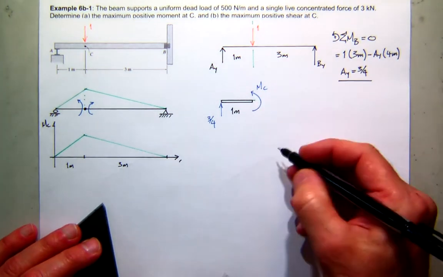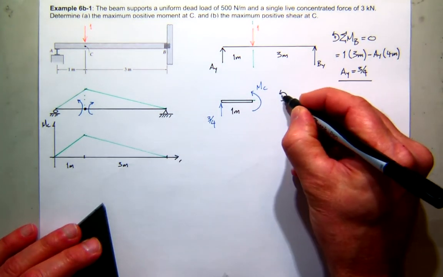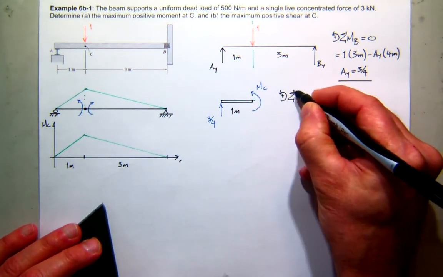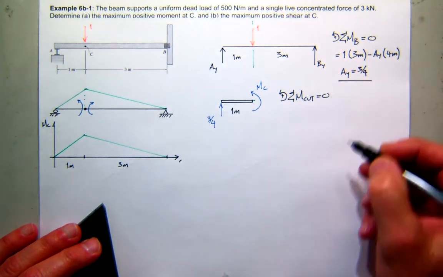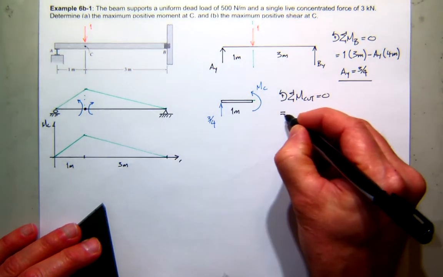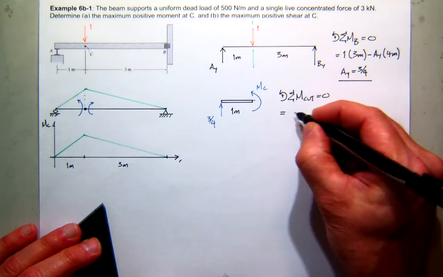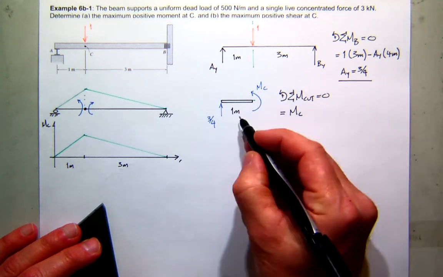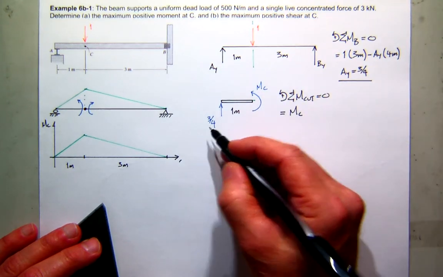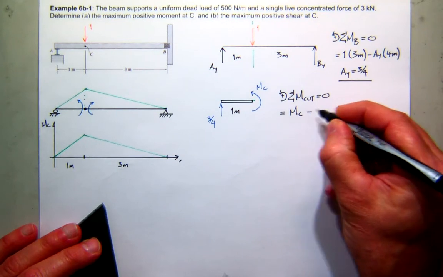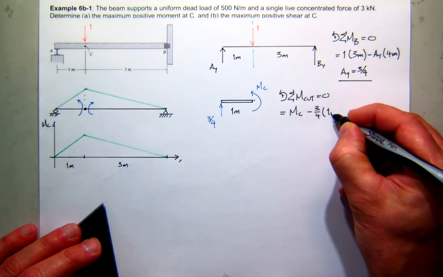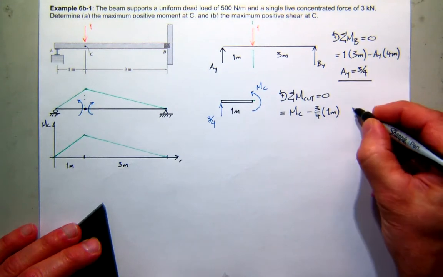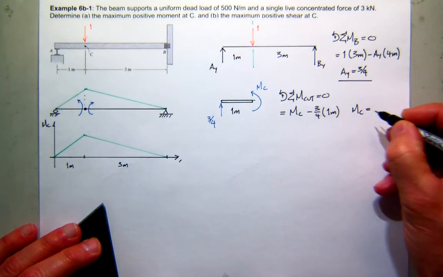So now I can find my moment at C. I just sum moments, this time at the cut that I just made. Make sure it's in equilibrium. In that case, with right-hand rule, my internal moment is positive. The moment created by the reaction is negative, and that will be 3/4, and it will be at a 1 meter distance. So my moment at C is what?